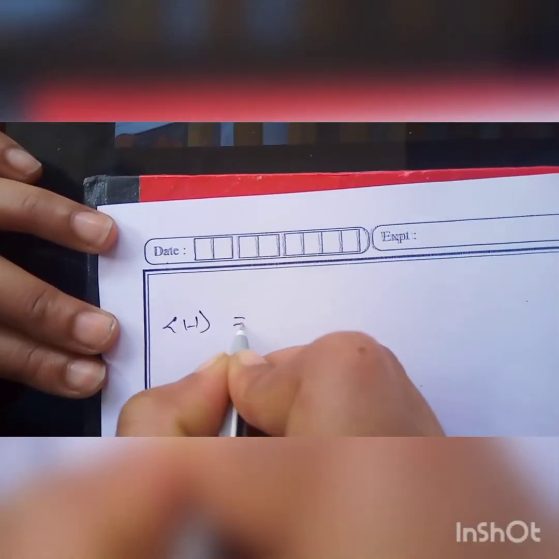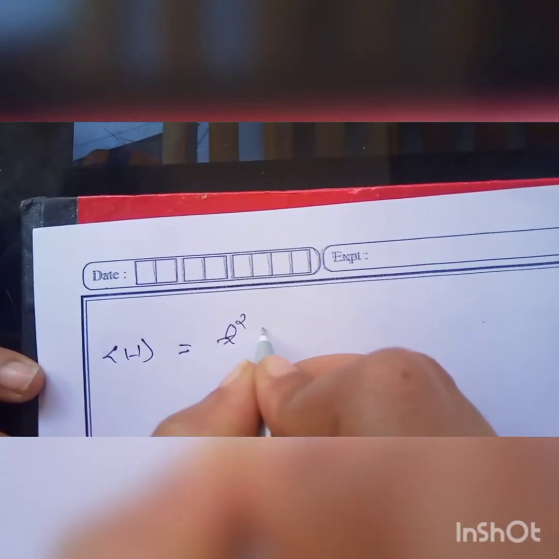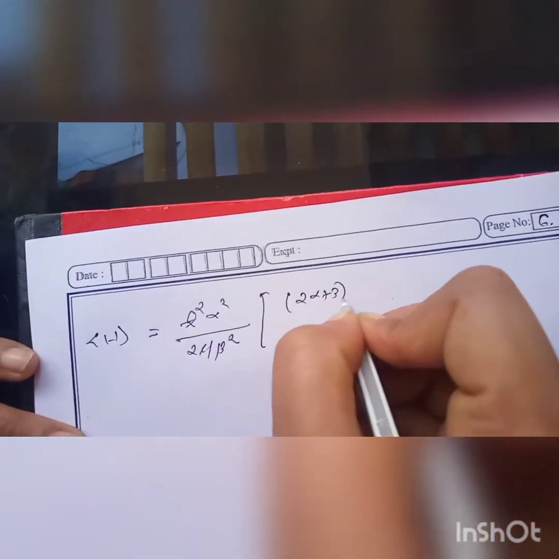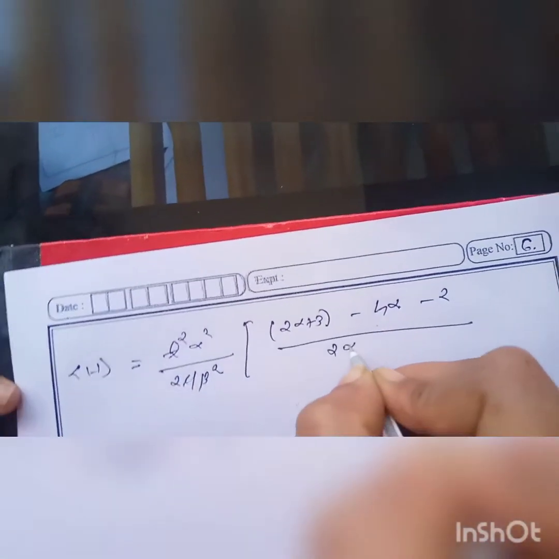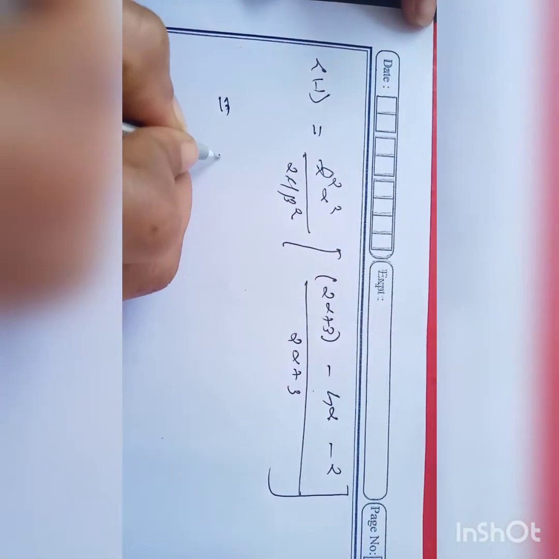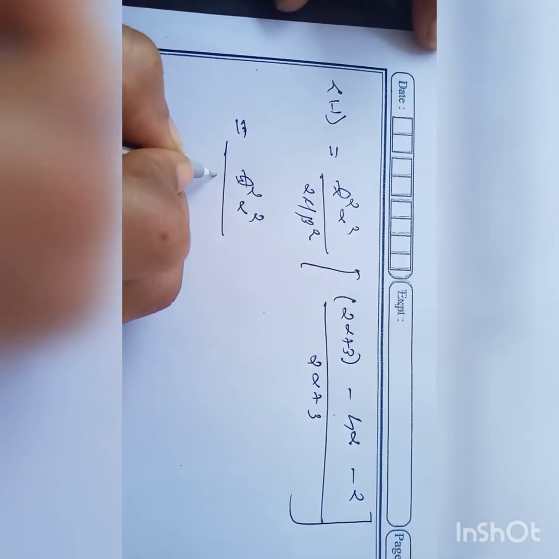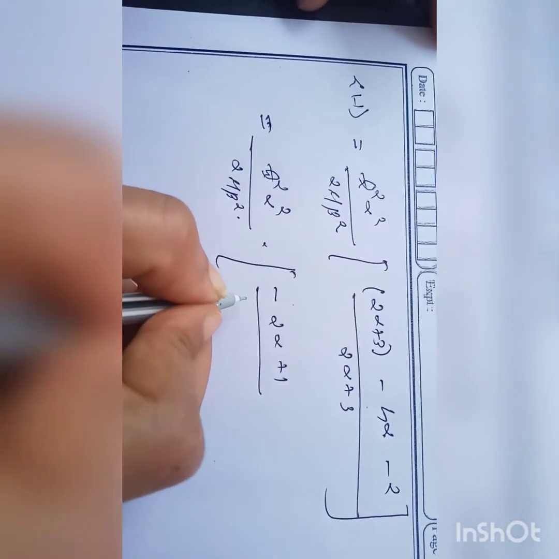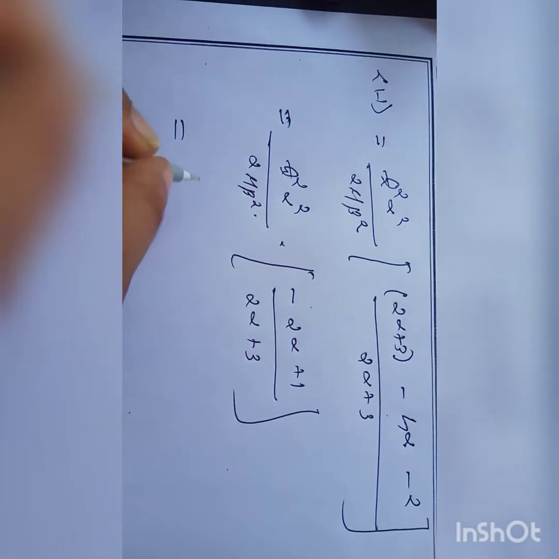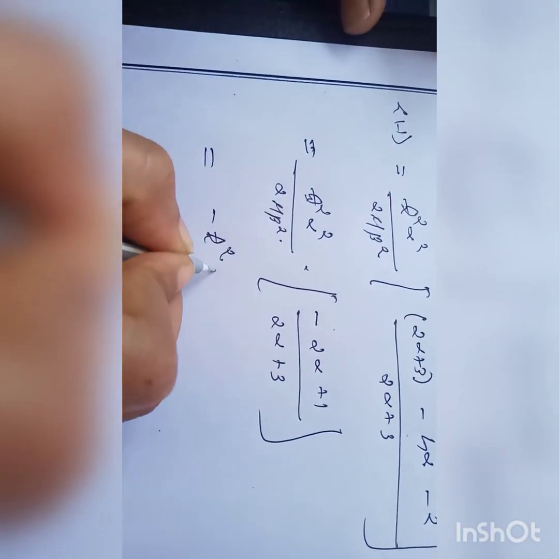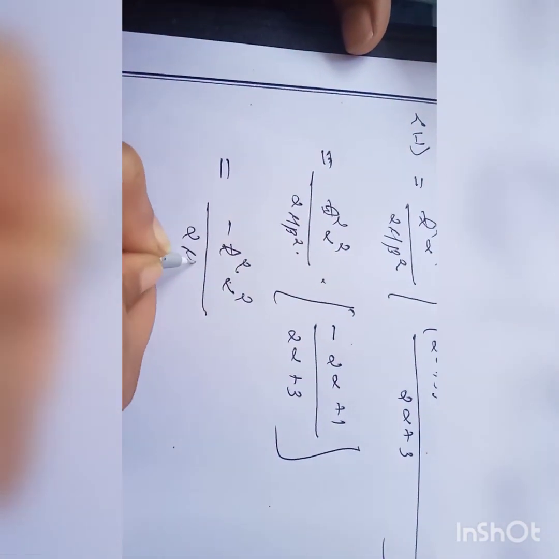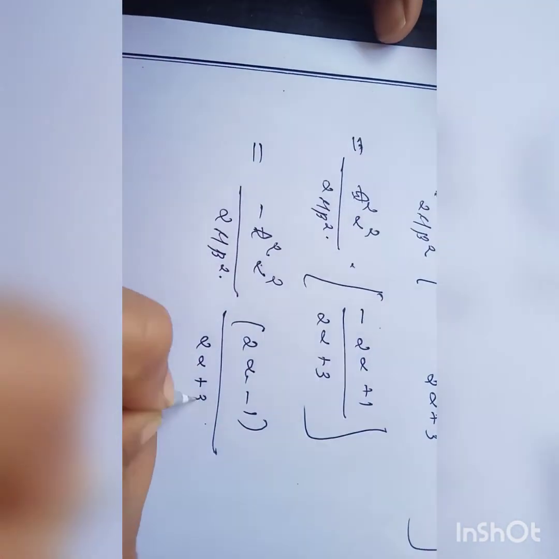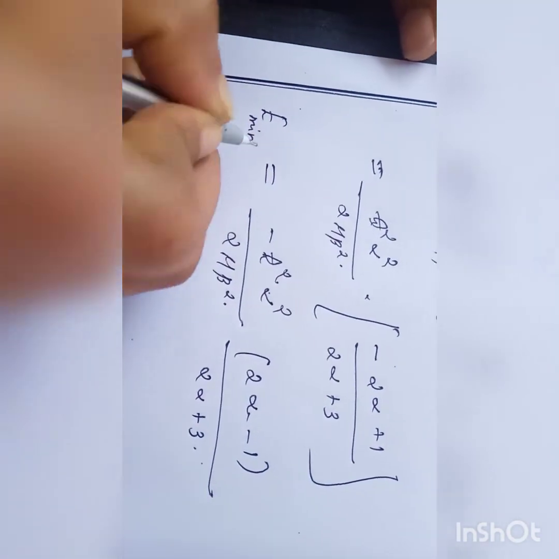Then H is equal to ħ²α²/2μβ² into [(2α+3) minus 4α minus 2] divided by (2α+3). That is equal to ħ²α²/2μβ² into (−2α+1) divided by (2α+3). We take the negative sign outside the bracket, then we get minus ħ²α²/2μβ² into (2α−1) divided by (2α+3). This is the minimum energy of the system, that is, E minimum.